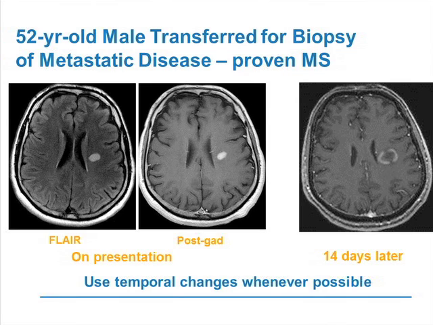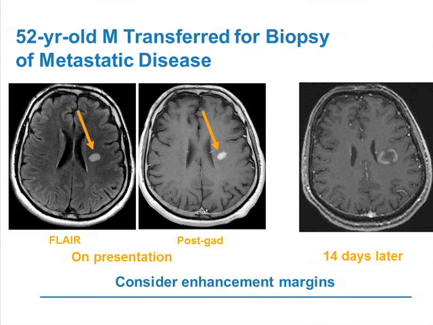There are very few things that will change that quickly in the brain. A tumor will not change that fast. There might be some galloping lymphomas that possibly could, but if you see a temporal change over a couple weeks, consider active demyelinating disease. Also look at the margins.